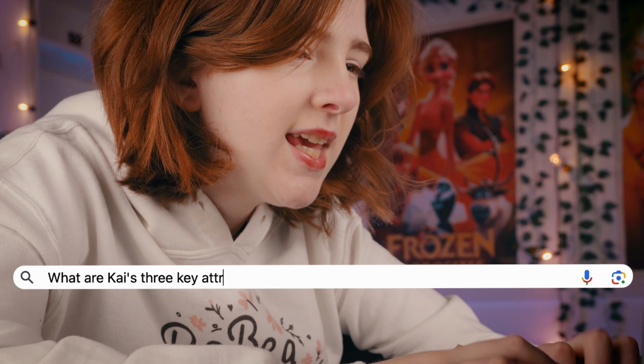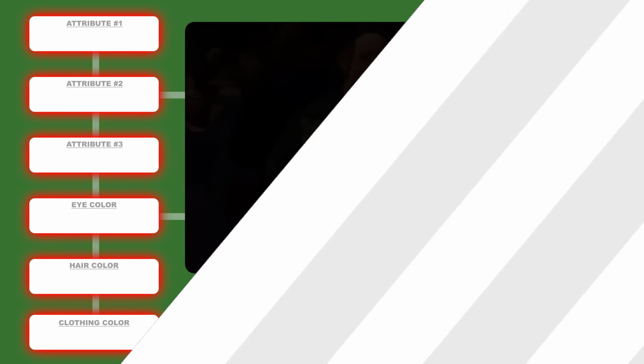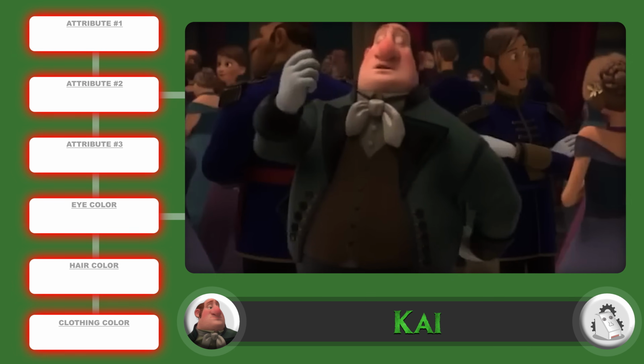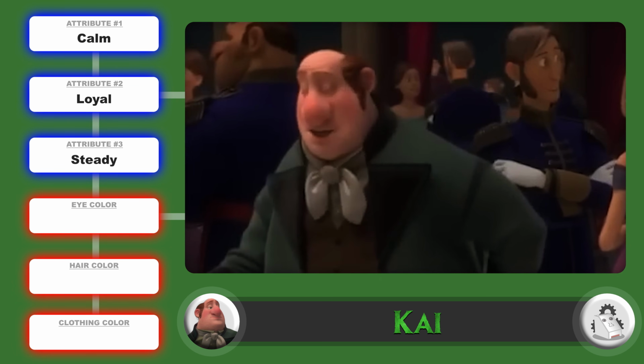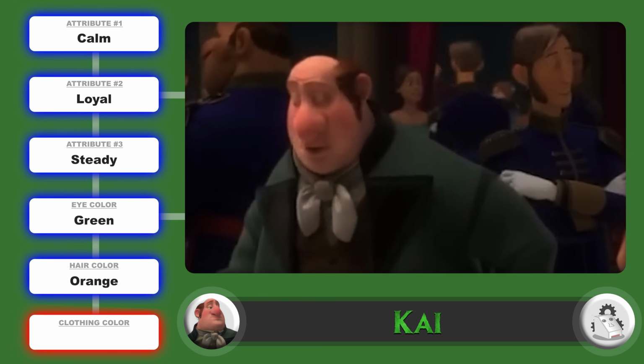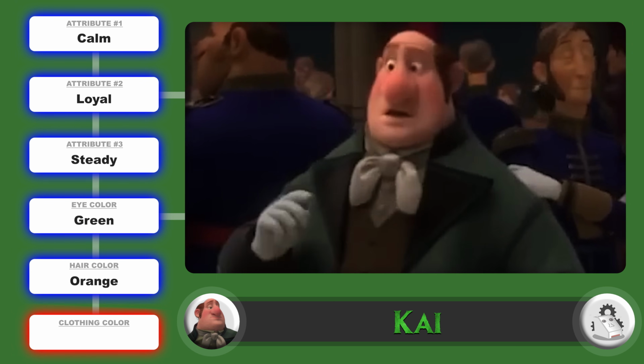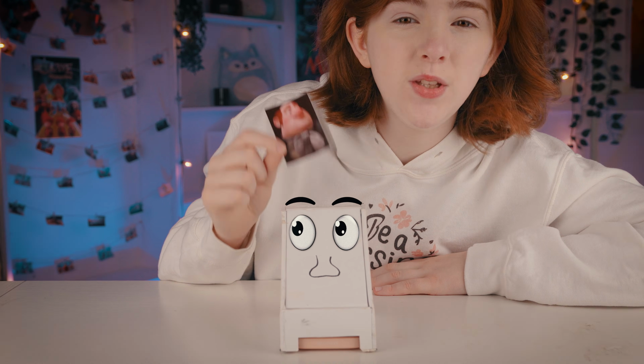Next is Kai, the butler. Butler. Okay, Craig, what are Kai's 3 key attributes and key colors? For the character Kai, his 3 key attributes are calm, loyal, and steady. His eye color is green, his hair color is orange, and his key clothing color is dark green. Okay, Craig, turn Kai into an Arctic animal using these attributes and colors.